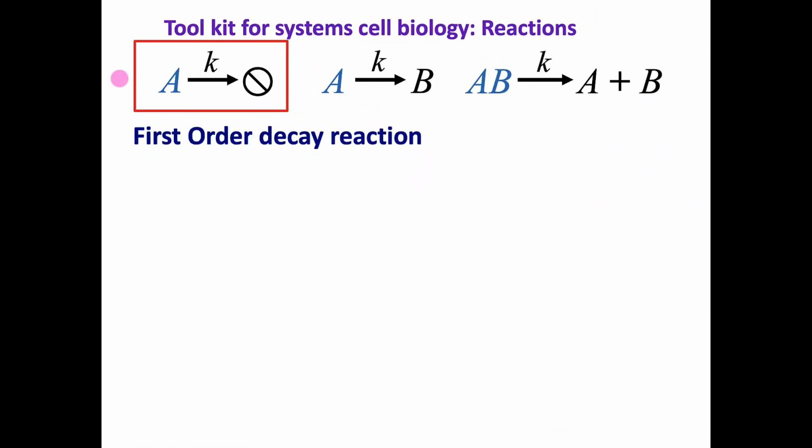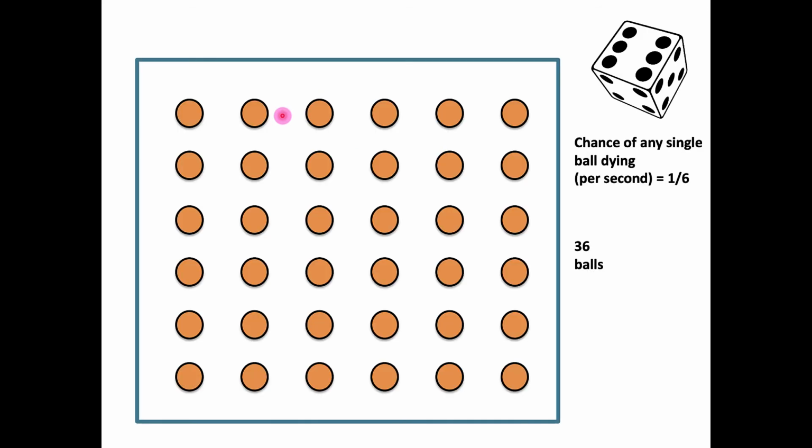Before we go any further, let's try to get a feel for what a first-order decay type process, such as shown here, might look like. So let's imagine that we have 36 balls in a box, and inside each ball there's a little demon that's going to roll a die. Okay, so 36 demons, 36 dice, one inside each ball.